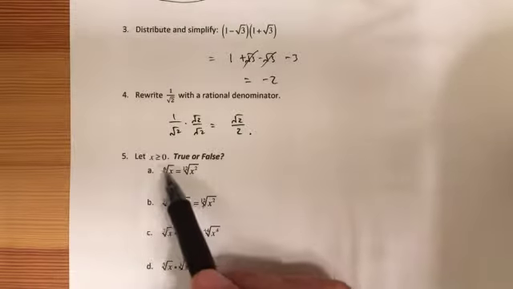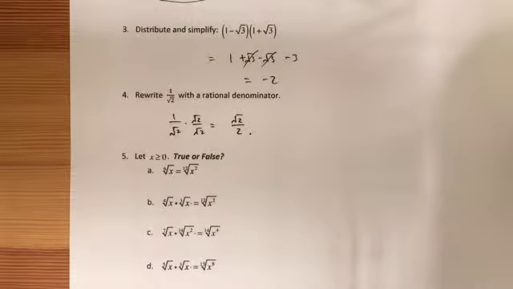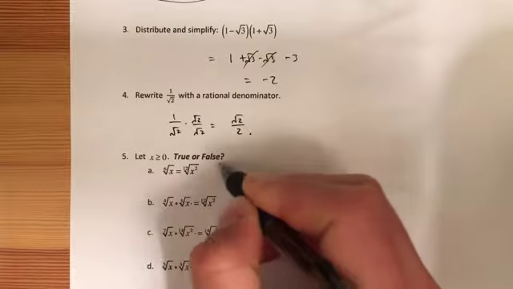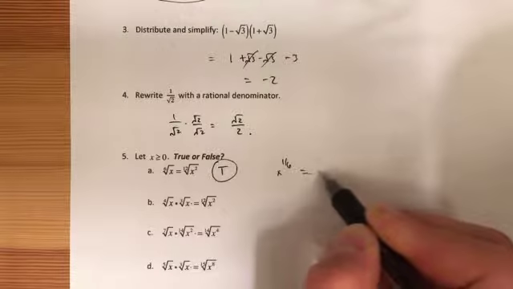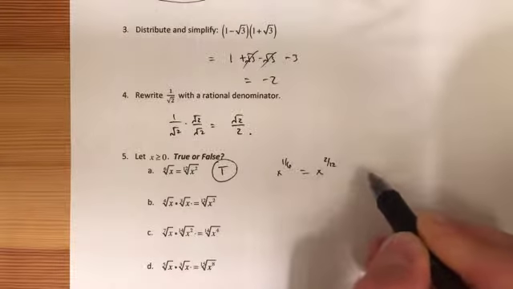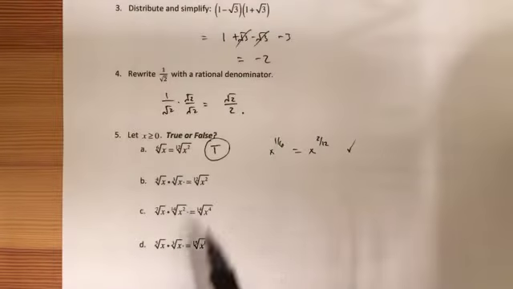True or false? X is greater than or equal to 0. 6th root of x is equal to the 12th root of x squared. This is true. Okay, that's x to the 1/6. Does it equal x to the 2/12 if x is greater than or equal to 0? Yes, because 2/12 simplifies to 1/6.